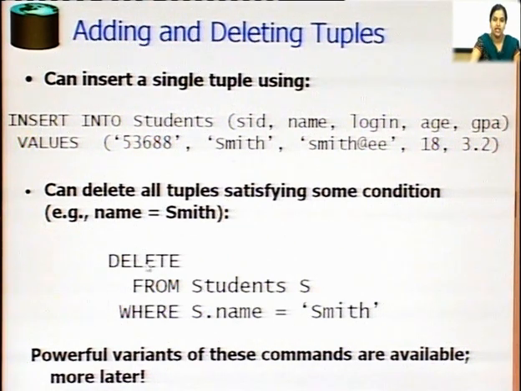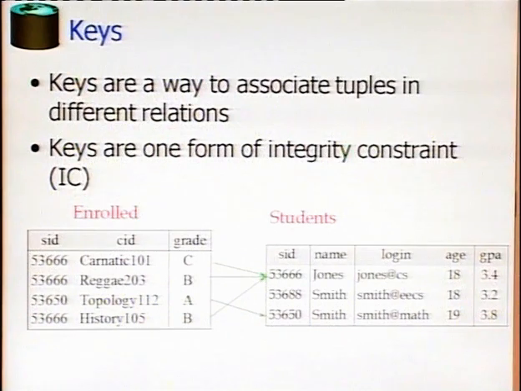And now, delete. How to delete? Suppose I want to delete all the tuples where name is equal to Smith. What do I have to write? Delete from table Students S where S.name is equal to Smith. It will delete the value Smith from the table. These powerful variations of these commands are available.